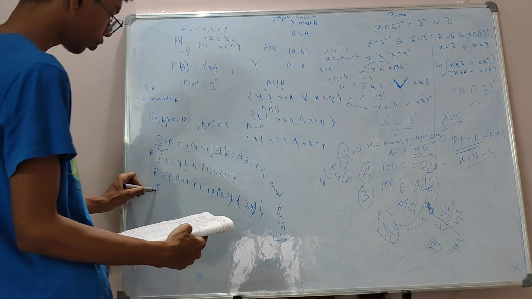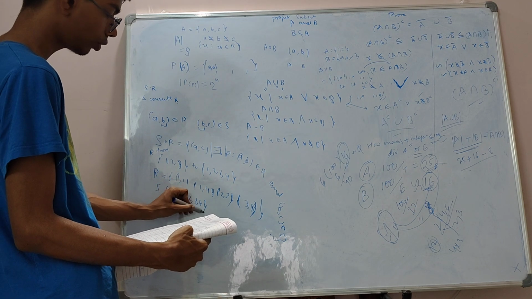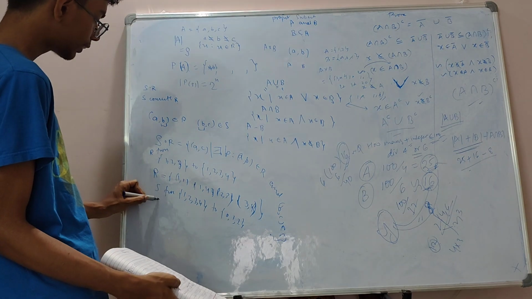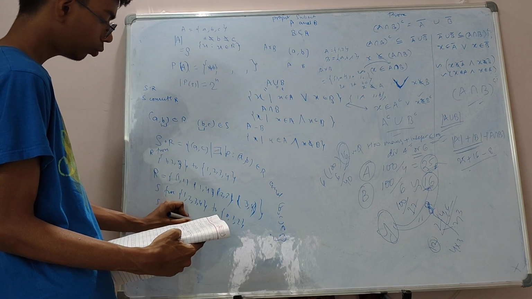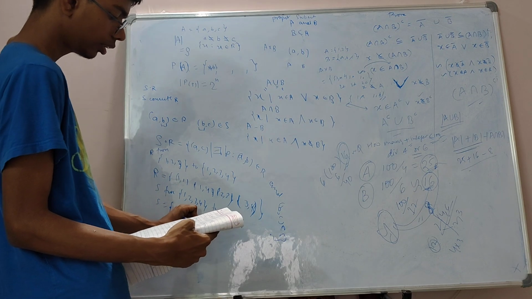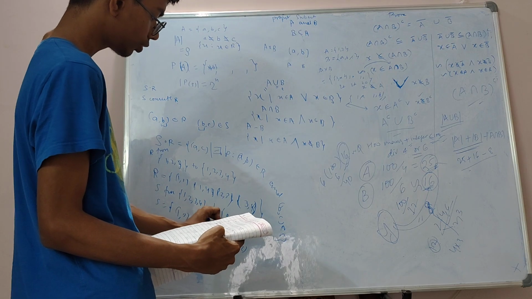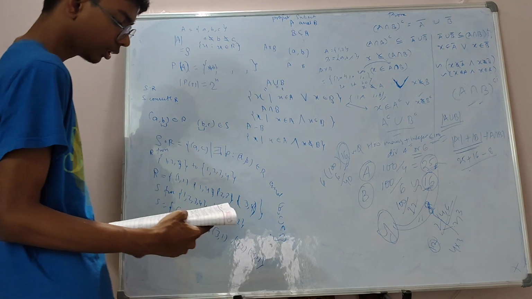And S is from 1, 2, 3, 4 to 0, 1, 2, and S is supposed to have 1, 0 which is valid, 2, 0 which is also valid, 3, 1 which is also valid, and 3, 2 this is also valid, and then 4, 1 this is also valid.